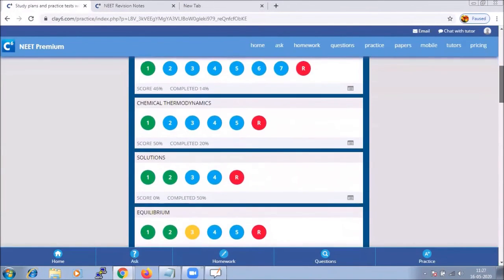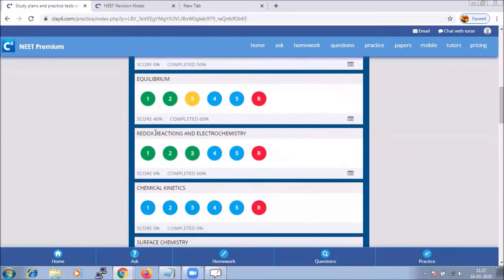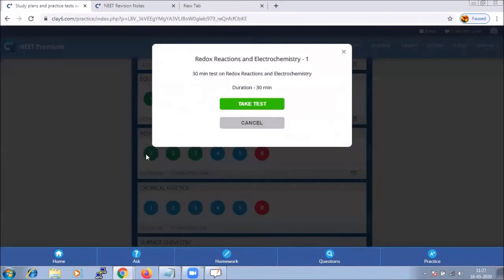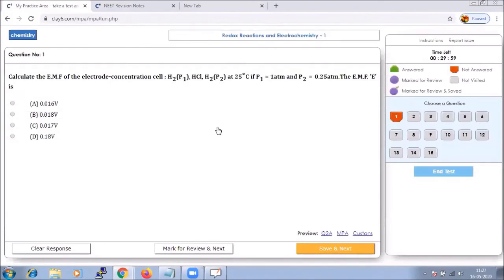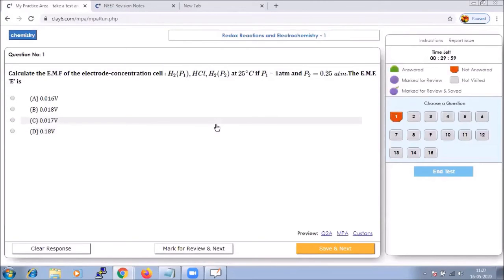Here we have a test of 2 chapters combined. Whichever question is applicable to redox reactions, I'll try to solve it. And even from electrochemistry, if it is a simple formula, we can go ahead. Otherwise, we'll do the complete test when we complete the chapter on electrochemistry.